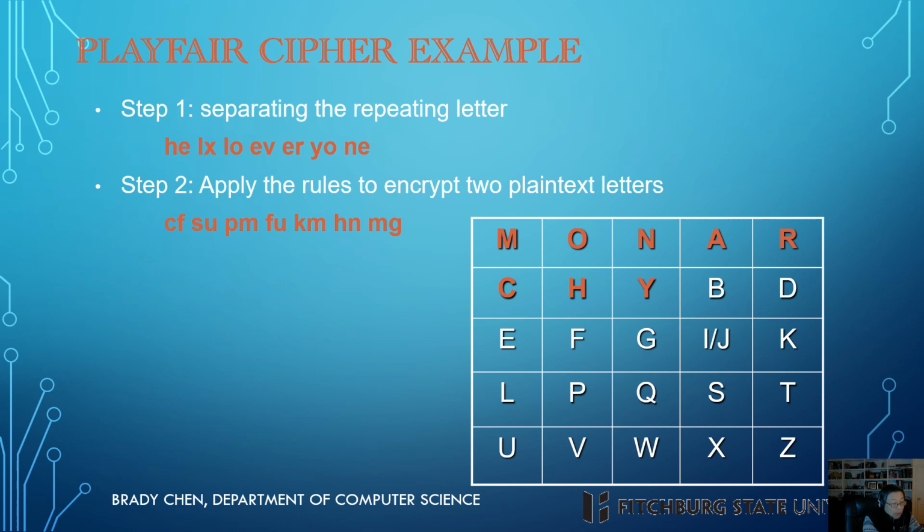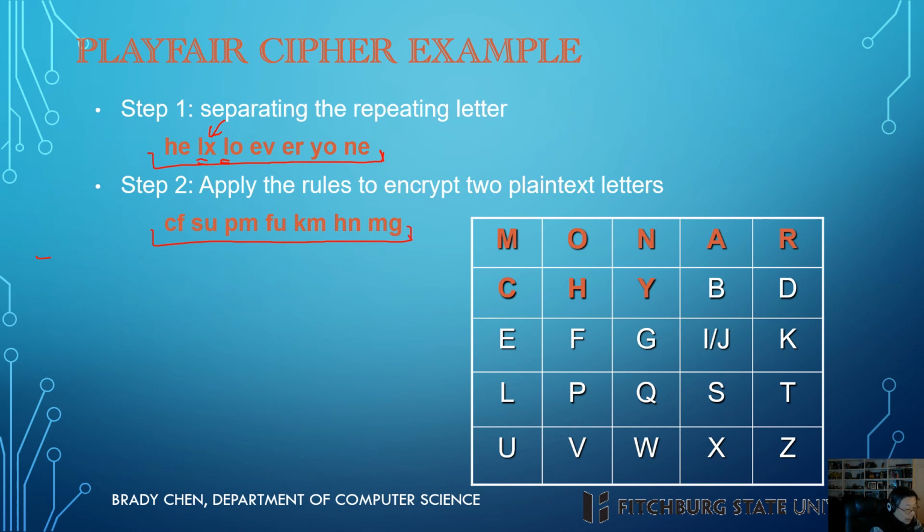Here's the summary of the previous example. This is the plain text which has been grouped into units. The repeating letters, like L in this case, in the same unit have been separated with a filler, in this case X. So the two Ls are now in separate units, and the encryption is very straightforward. Since none of the letters in a unit are located in the same row or the same column, rule number 4 applies to each unit.